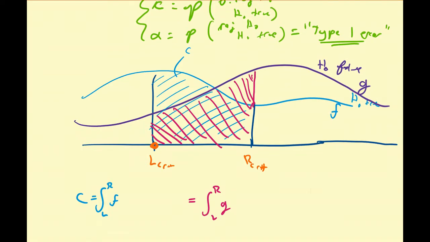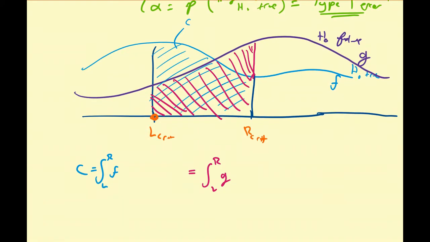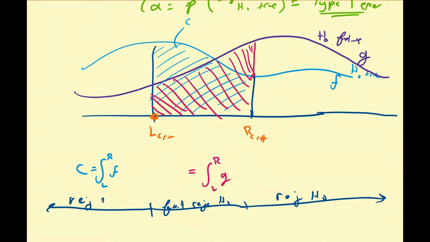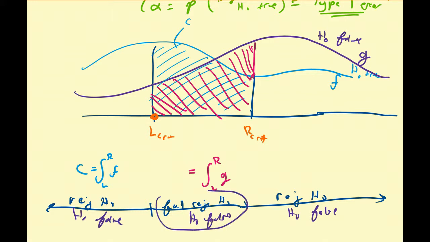So what is this area here? Well, this region here is the fail to reject the null hypothesis, and to the right, this is again the rejection region. But if we talk about the purple distribution, this is under the assumption that H0 is false. And remember, failing to reject the null hypothesis when it is false is what we refer to as the type 2 error.